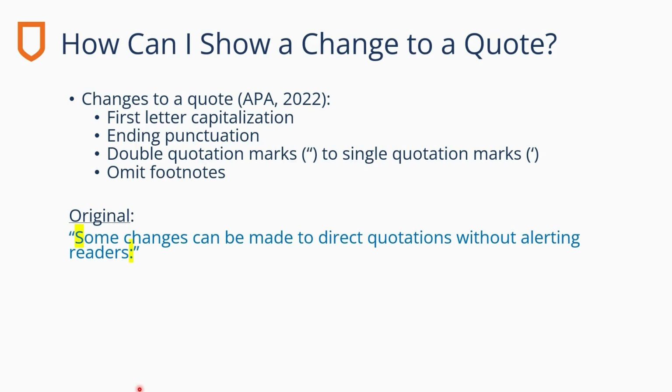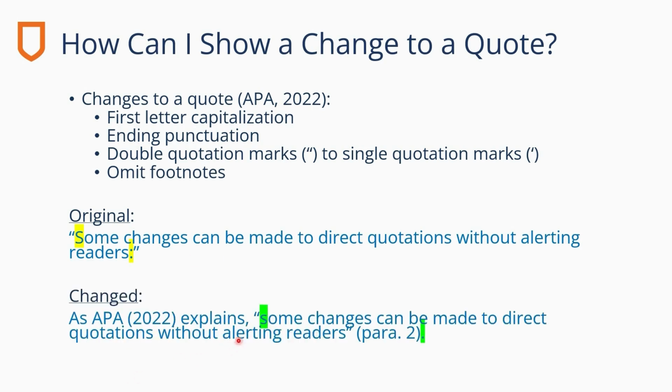Here's an example of an original quote from APA 2022 about changes to quotes. Some changes can be made to direct quotations without alerting readers. And you can see in the changed quote that the capital letter has been changed to a small letter, and the colon has been replaced with a period. These changes can be done without marking them in any way.